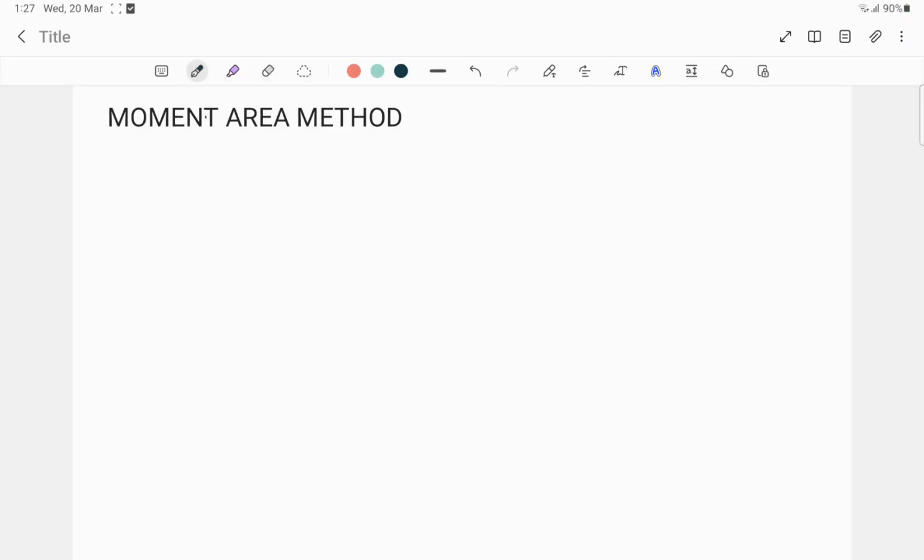In today's video, I'll start with a new topic called moment area method, and this method is used for finding the slope and deflection of the particular beam. Okay, so now here first of all I'll discuss the steps to be followed in this method called moment area method.